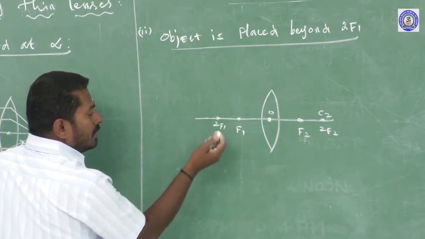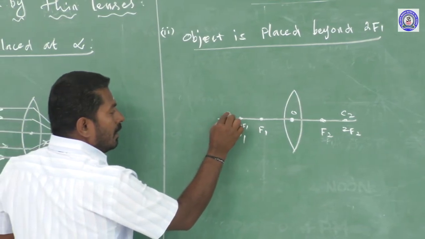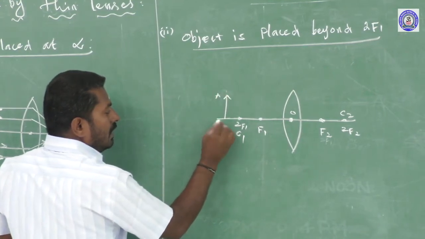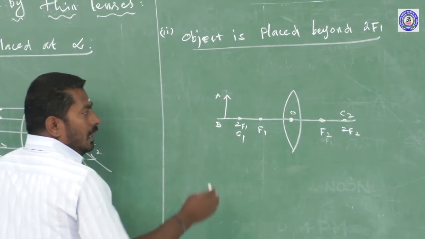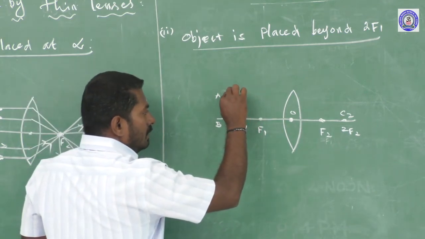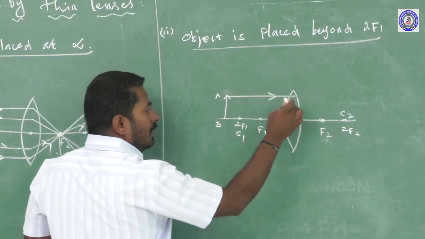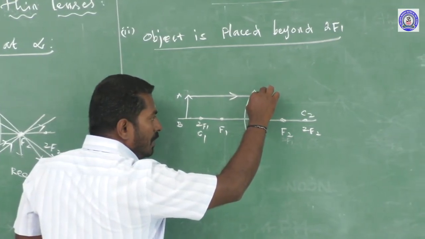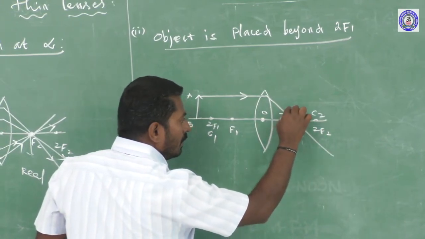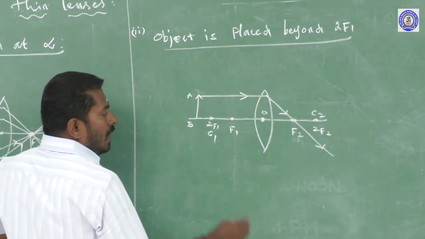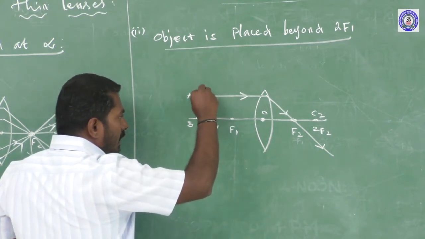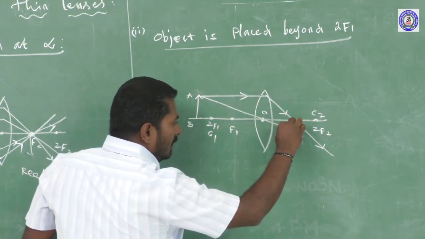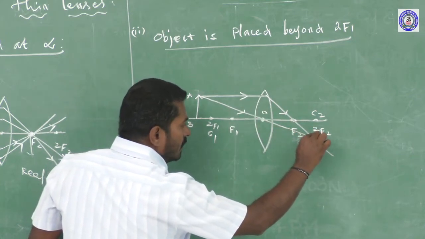Now, the object is placed beyond 2f1. AB is an object placed beyond 2f1. Of the rays coming from the object, one ray travels parallel to the principal axis and strikes the convex lens, and refraction takes place. After refraction, the refracted ray passes through the principal focus f2. Another ray passes through the optic center. This ray coming from the object passes through the optic center without any deviation and travels along a straight line.